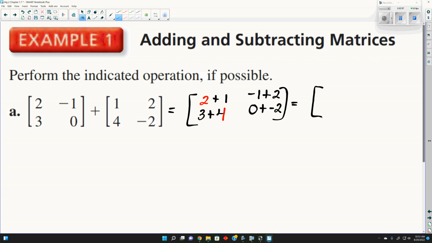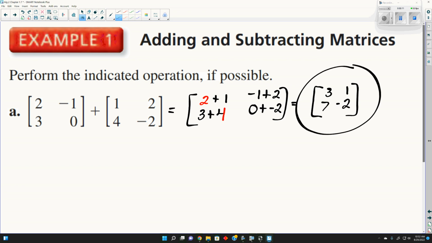Now, we can go on and simplify. So 2 plus 1 is 3, negative 1 plus 2 is 1, 3 plus 4 is 7, and 0 plus negative 2 is negative 2. And that's it.